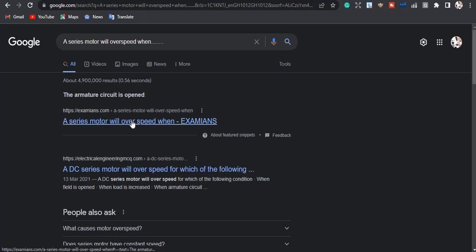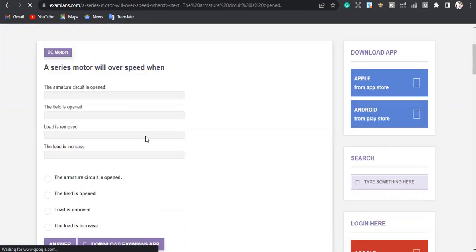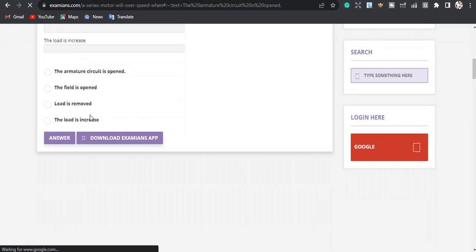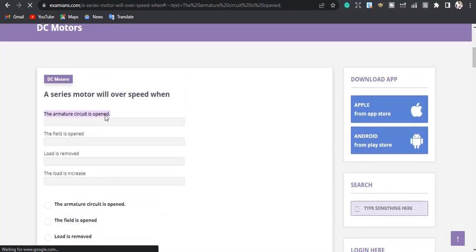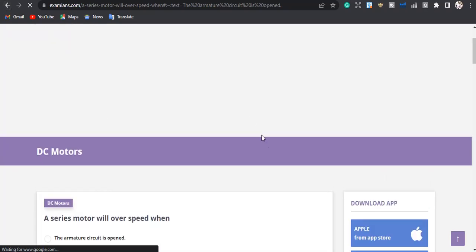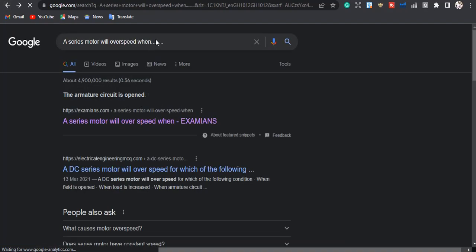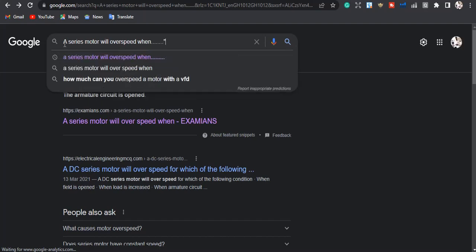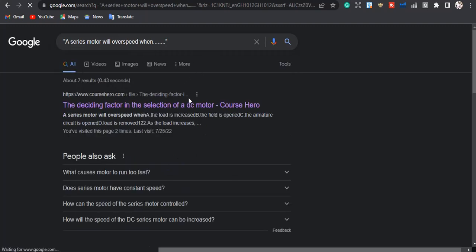Then you might open this first site, and it might give you the specific question, but it might not be what we are looking for. That is why I advise we use the quotation mark. Once you use the quotation mark, you'll be given a bank of questions with the correct or exact answer.